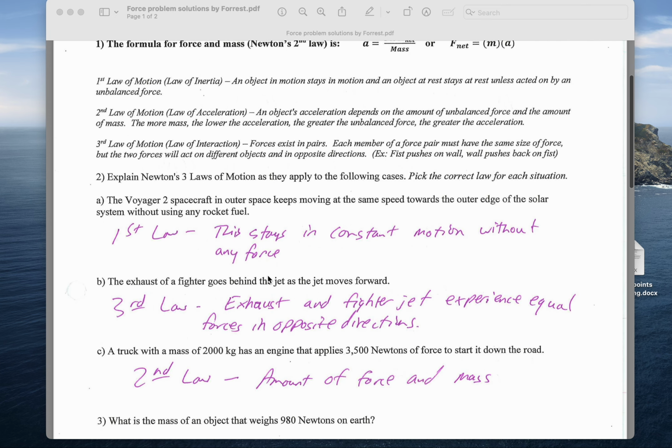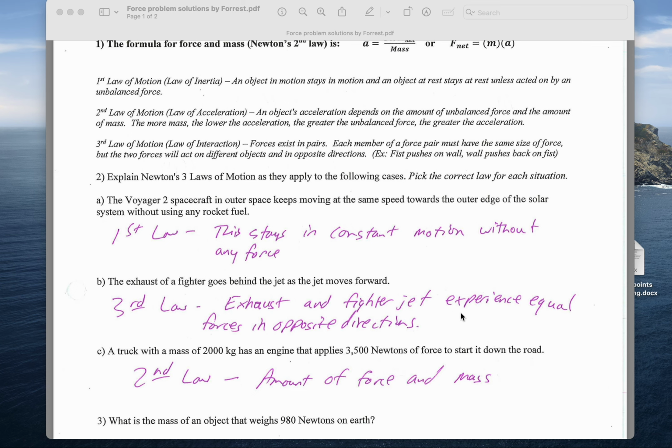Number 2 is explaining Newton's three laws of motion as they apply to the following cases. If the Voyager 2 spacecraft keeps moving at the same speed without using fuel, that's an object in motion stays in motion without any force. That's most like Newton's first law. The exhaust of a fighter, I meant to say fighter jet, goes behind the jet as the jet moves forward. That's the third law. That's interactive forces. So we have those equal forces in opposite directions.